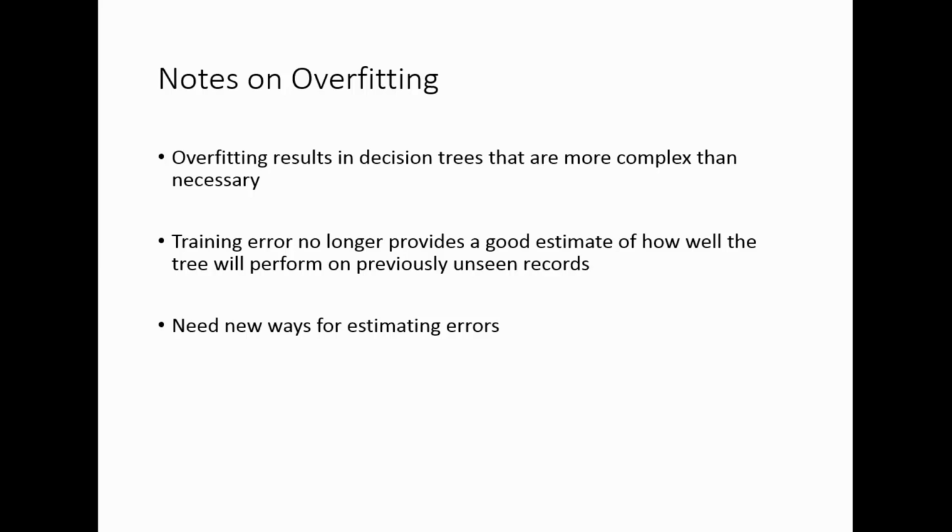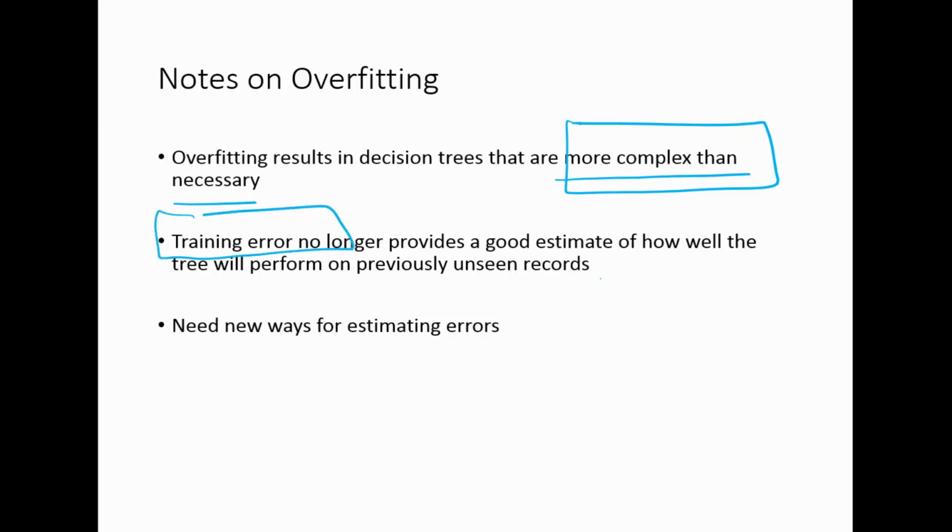Okay, so some notes. Overfitting results in decision trees that are more complex than necessary. Complex models are not good. Training error no longer provides a good estimate of how well the tree will perform on previous data. It is always the test error. Again, I've said this, training error doesn't matter. What matters is the error on test data, the test error.